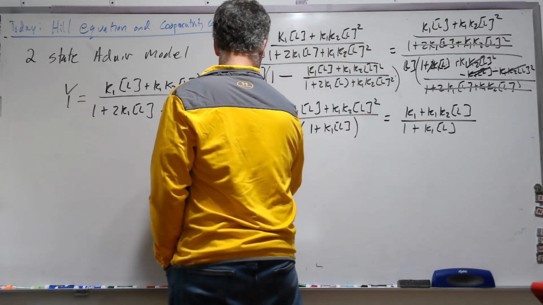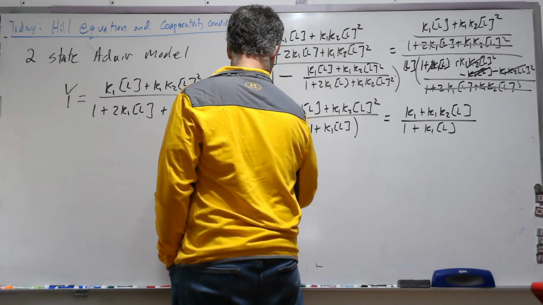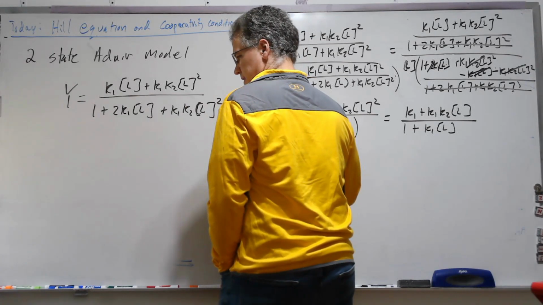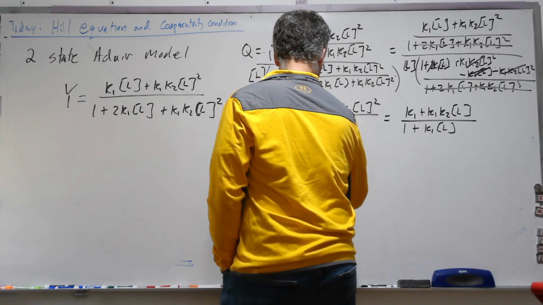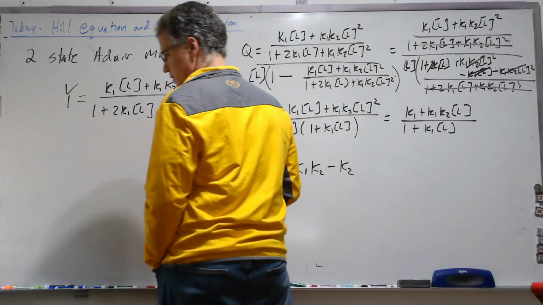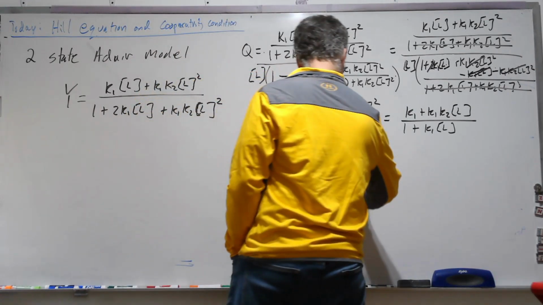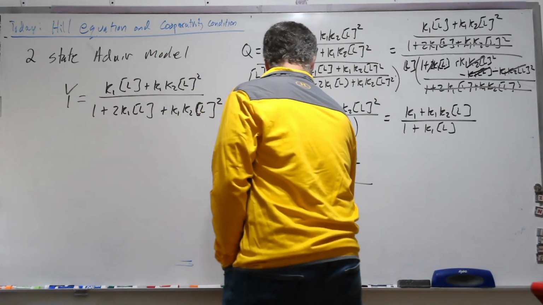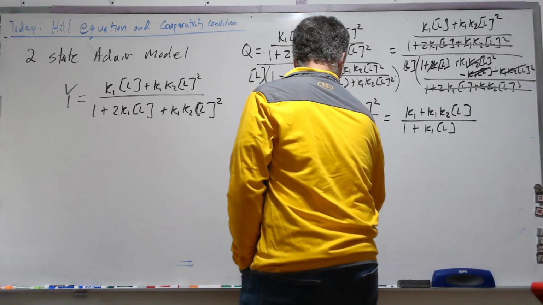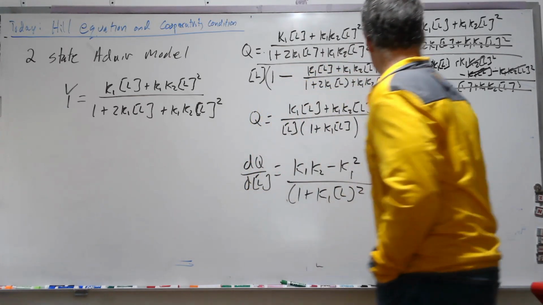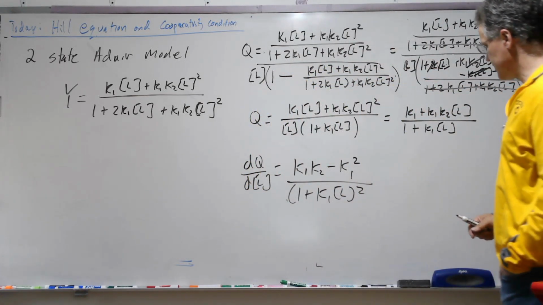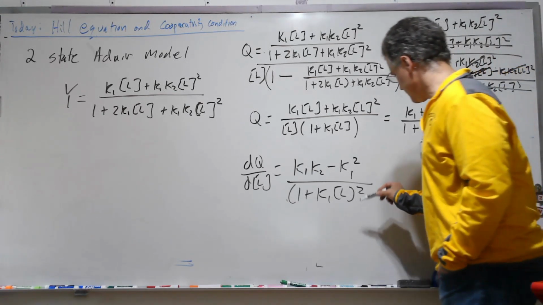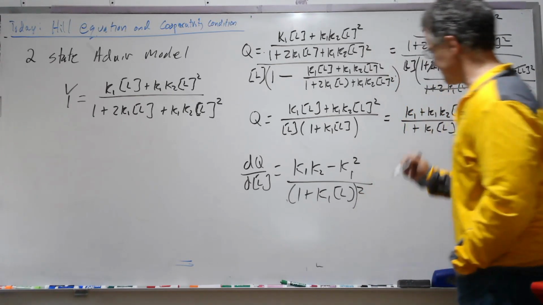And dQ dL is K1 K2 minus K2 K1 squared over 1 plus K1 L squared. So you've got to use the quotient rule and chain rule and stuff. But this gets us here.